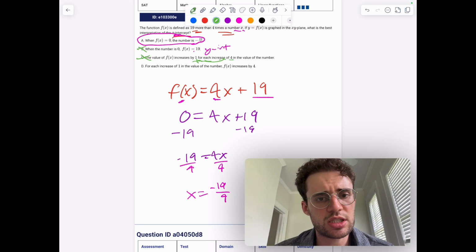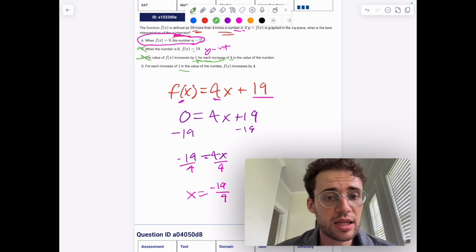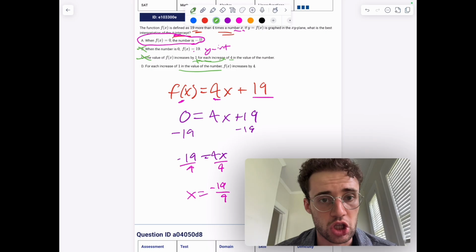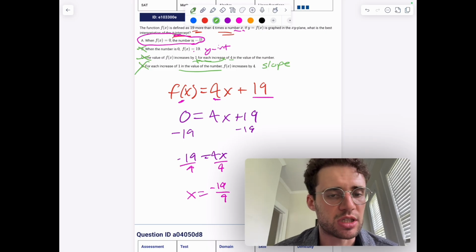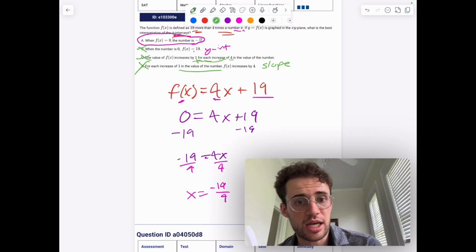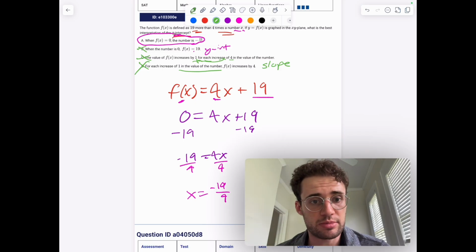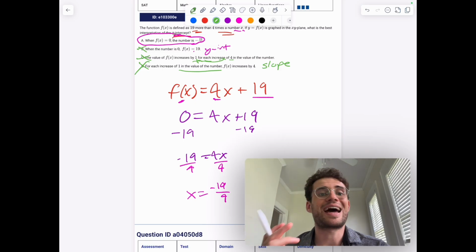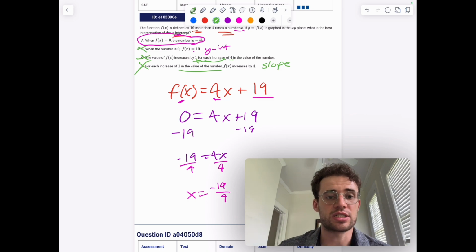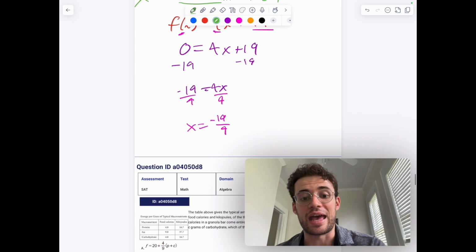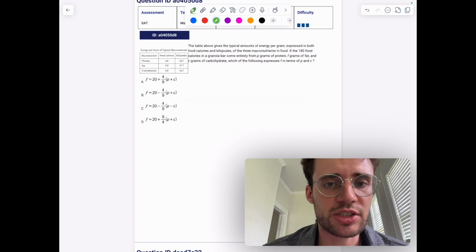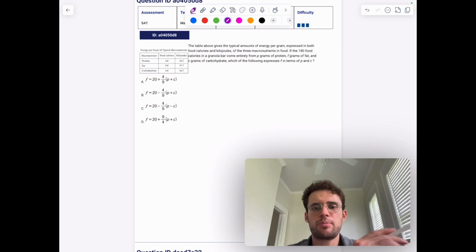For each increase of 1 in the value of the number, f of x increases by 4. Okay, so this is at least an accurate representation of the slope. But again, they're not asking for the slope, they're asking for the x-intercept. So D is true, just like B is true of the y-intercept, D is true of the slope, but it's not answering the correct question of what the x-intercept represents in this case. That would be A.